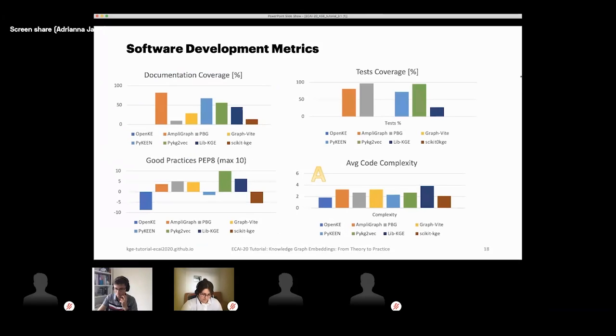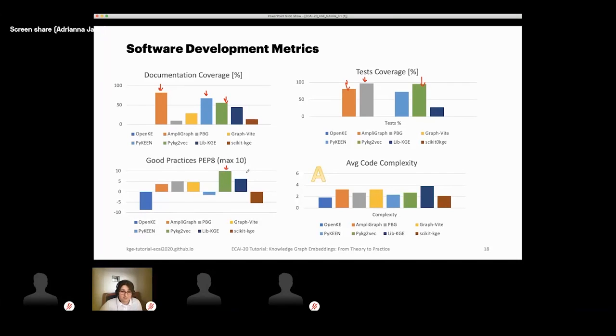So let's have a look. We can see here that in the documentation coverage, multigraph may be better documented than other libraries, which is followed by PyKin, then PKG2Vec, and so on. Some other libraries are not well documented. In the test coverage, we can see that the leader is PyTorch BigGraph and PKG2Vec following AmpliGraph. Then we have good practices, where PyKG2Vec is leading the way, then LibKGE and PyTorch BigGraph.